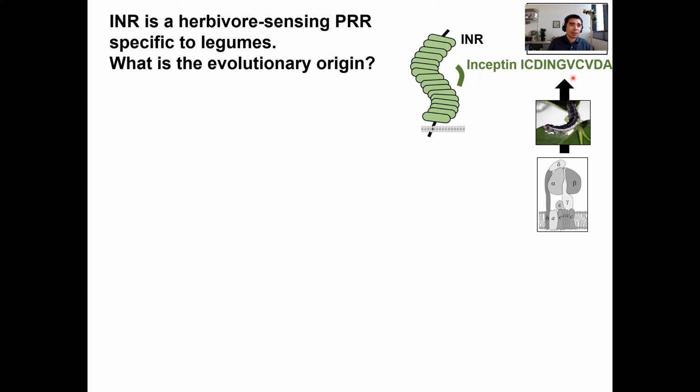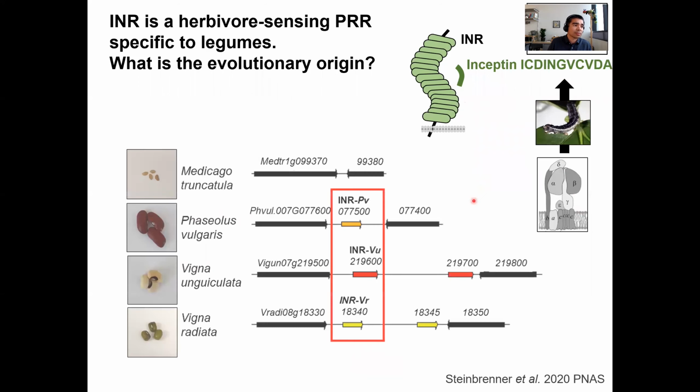We knew that Inceptin peptides were only active on certain legume species. So this felt like a situation where there might be an evolutionary acquisition of a new peptide sensing function specific to legumes. When we identified INR, we of course looked across different plant genomes and noticed that we discovered it in cowpea, but there was a homologue at the same locus in common bean, in mung bean, but not in cold season legumes like Medicago.